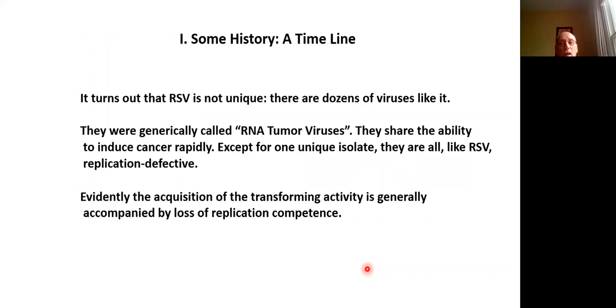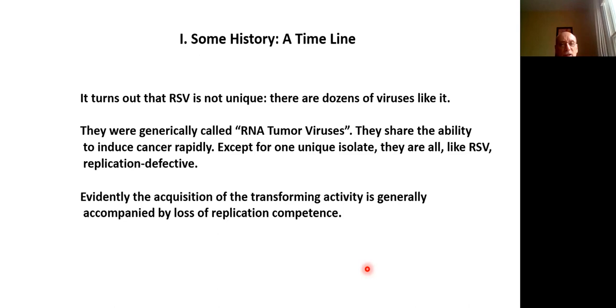And of course, now we understand, this explains why RAV is present in a stock of Rous sarcoma virus. You will not get infectious Rous sarcoma virus unless a second virus is also present to complement its defect in replication. It turns out that Rous is not unique. There are actually dozens of viruses like it.